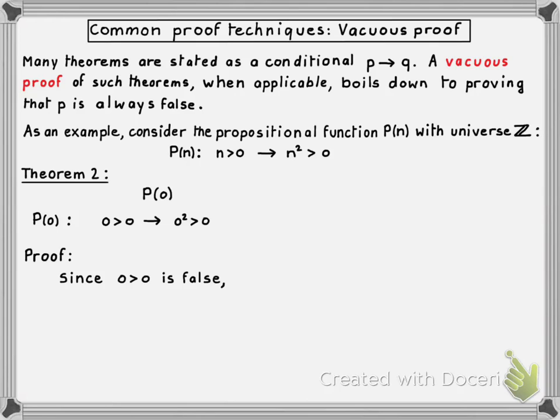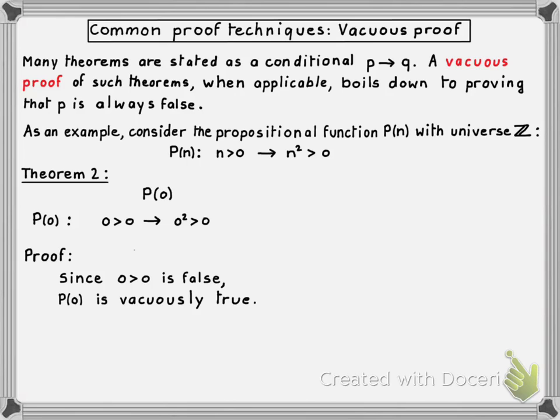We don't have to justify this. It's obvious. It's basically an axiom. And that's all it takes to conclude that the whole conditional is true. In other words, P of 0 is vacuously true because its hypothesis is false.